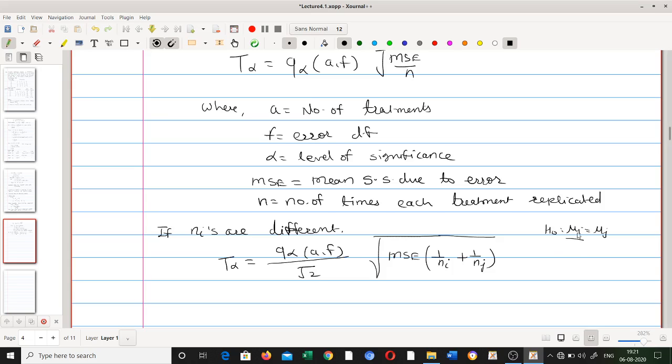So if your i is 1 and j is 2, suppose, then here it will be n1 and here it will be n2. So like this, if ni's are different, then the formula will be like this. Now suppose here ni is n, then this will be 1 upon n. Now if ni and nj are n, then you must get this formula. If ni is n, here it will be n, here it will be n, this means 2 by n. Now this root 2 gets cancelled, then you will get square root of MSE upon n. So this is the formula when ni's are different.